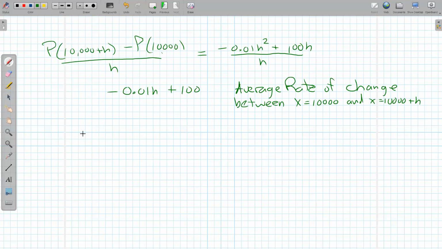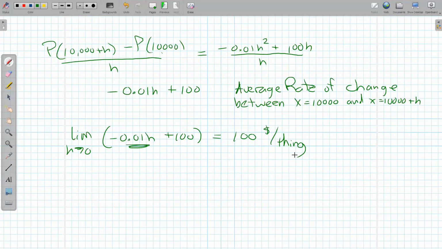So if we then take the limit as h goes to 0 of that, then this term right here becomes more and more negligible, and the pattern should be that it looks like the slope there is about 100. And 100 what? Okay, so the numerator is profit. The denominator is x, the things we're producing. So this would be dollars per thing produced is what we have there.